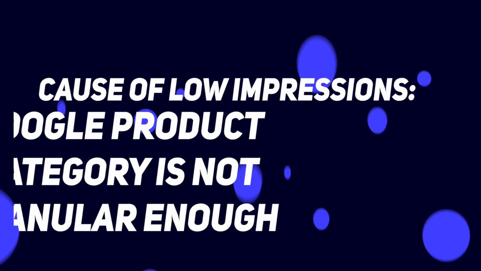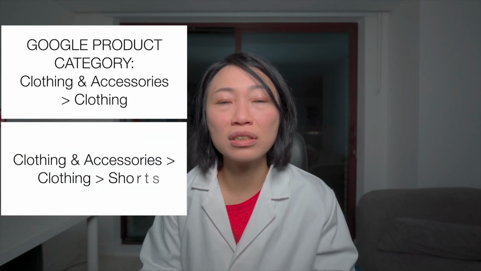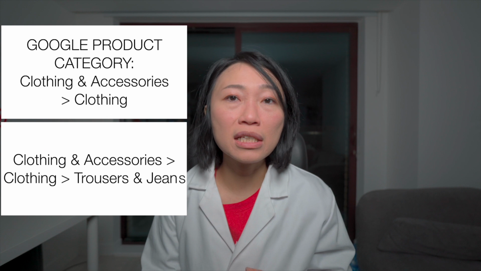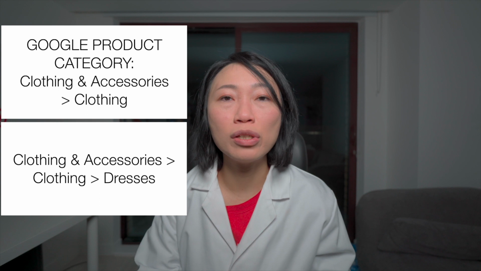Reason number 4. The category that you are selecting is not granular enough. What happens is, most people, if they are selling, for example, clothing for people, instead of selecting the top category, which is just clothing, you might want to go into more detail. If it's a pair of shorts, a pair of long trousers, or a dress specifically, you want to select the category that is the most granular, that can most closely relate to your products. Don't just select a broad category, because that does not help Google to show it to the right people.